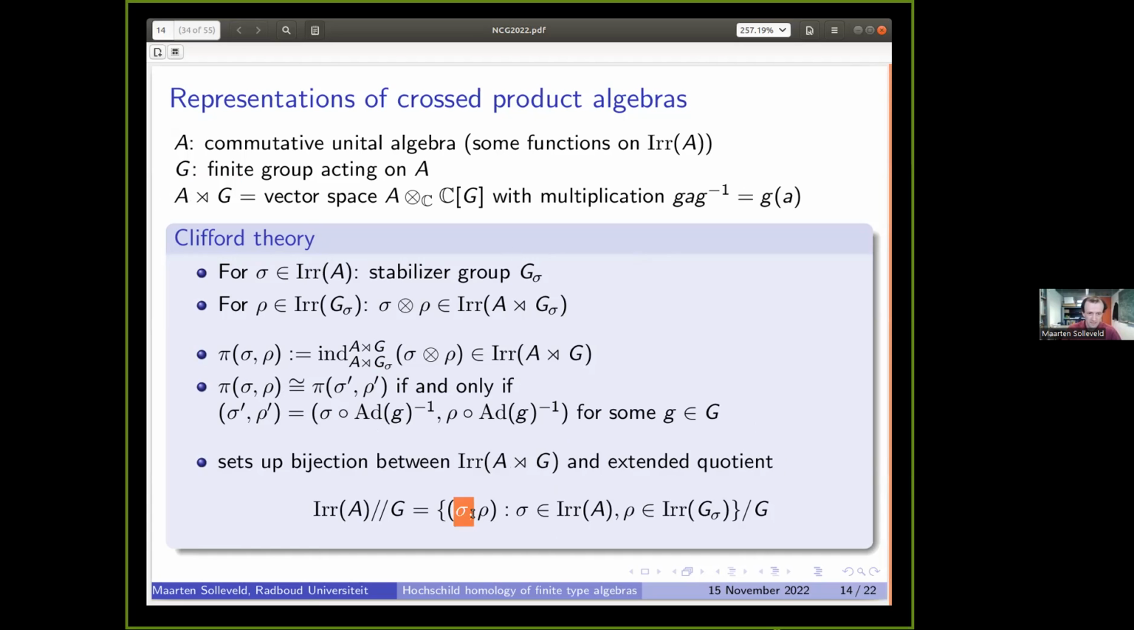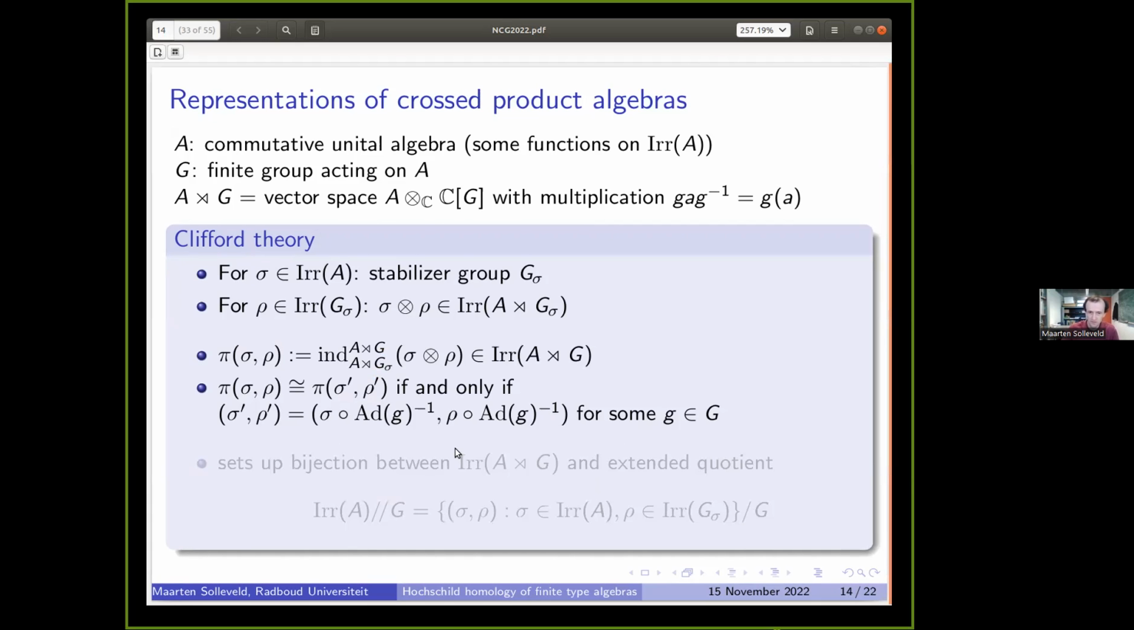Maybe you take the pair sigma rho, where sigma is an irreducible representation of your commutative algebra. Those will typically be parameterized by V if you think of A as functions on V. And another object, which is an irreducible representation of a stabilizer group. And you divide out by G, where the action of G is given by this formula. This is the natural way to parameterize the irreducible representations. So let's compare this with the previous sheets.